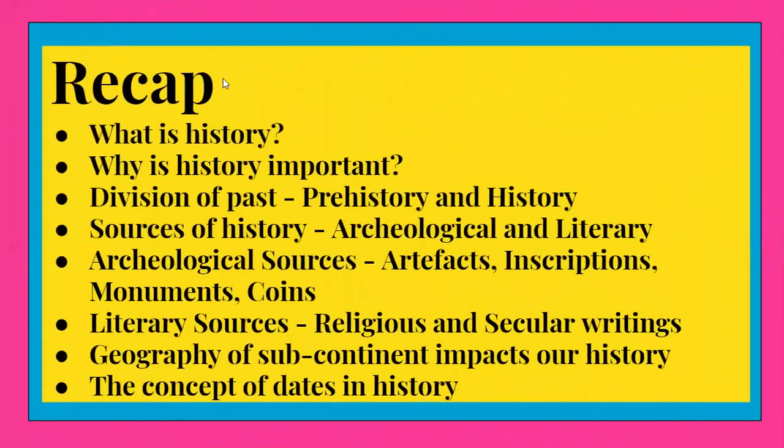With this, just a small recap. We end the chapter. A small recap of what we studied. We studied what is history. Then we studied why history is important. Then the division of the past into prehistory and history. Sources of history. We studied the archaeological and literary sources. In archaeological sources, we studied artifacts, inscriptions, monuments, and coins. And in literary sources, we studied religious and non-religious writings, which means the secular writings. Then we discussed how geography impacted the history of the subcontinent. And lastly, what we learned was how dates are written in history.